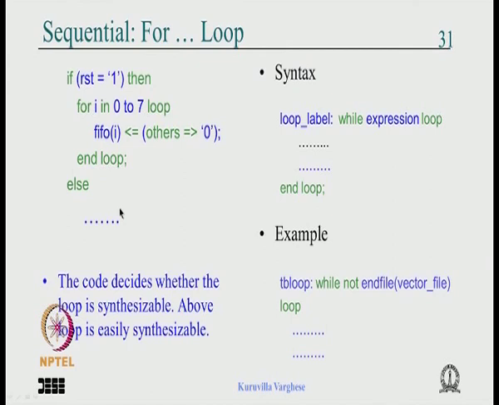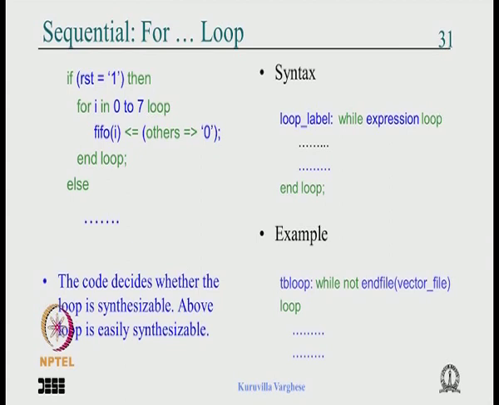Similarly, when we come to the sequential loop, the syntax is like this: for I in some range loop, then write some statement, end loop. So this is the for loop in VHDL. Look at the code I have written: if reset is 1, then for I in 0 to 7 loop, FIFO(I) is others 0, end loop. It continues. Maybe else is there.